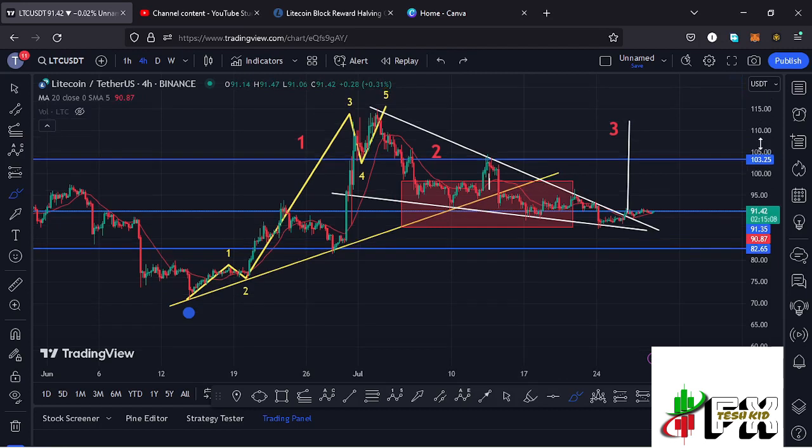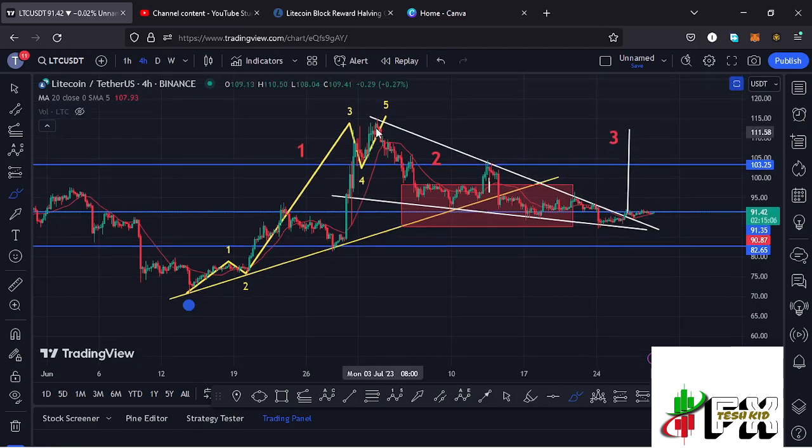The minimum target areas for the breakout can be given by the height of the triangle. So using a trend line, I was able to get that height, placed it at the area of the breakout, giving me a minimum target area at around the $112.61 mark. And that is the minimum that I'm expecting Litecoin to do for the breakout out of this triangle that you have been trading within.